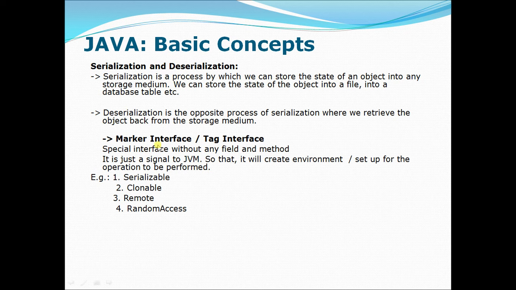What is a marker interface? It is a special interface without any field or method. But what is the use of it? It is used to signal the JVM to please create the environment for me, basically. What are examples of it? Serializable, Cloneable, Remote, RandomAccess. These are very good examples of marker interfaces. This question is also very important, people ask, what is a marker interface? Marker interface and tag interface are the same.